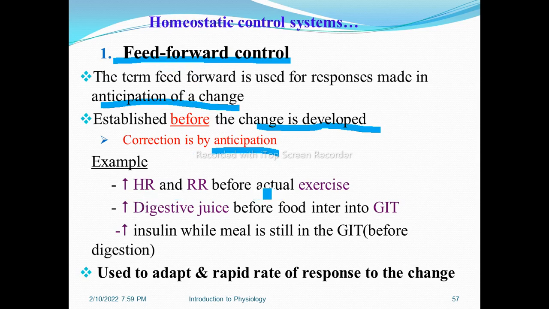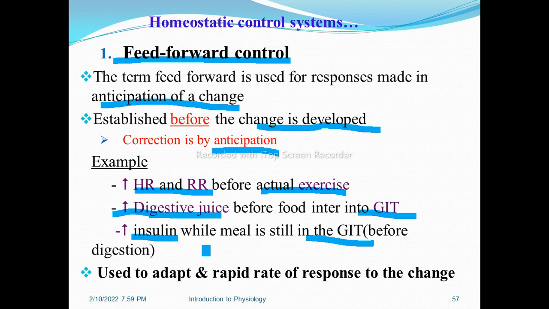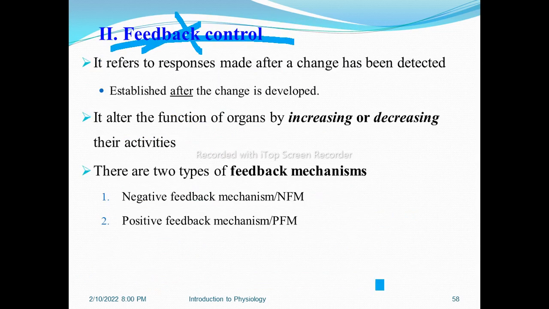So for instance, before actual exercise or running, our heart rate and respiratory rate increase. And before food enters the GIT, the secretion of digestive juice will increase. While the meal is still in the GIT, before digestion, the amount of insulin increases. So this is known as feed forward control. That means before something happens, an anticipation will occur. Feed forward control is used to adapt and give a rapid rate of response to the change.